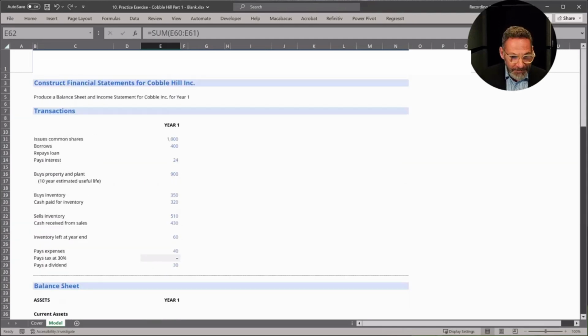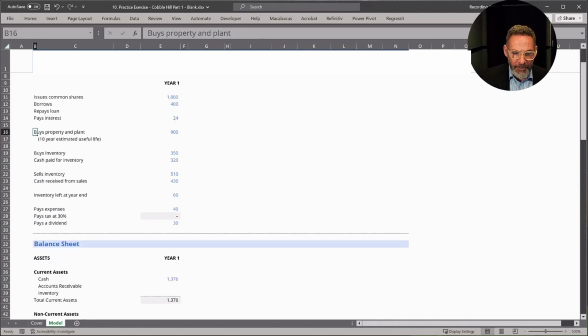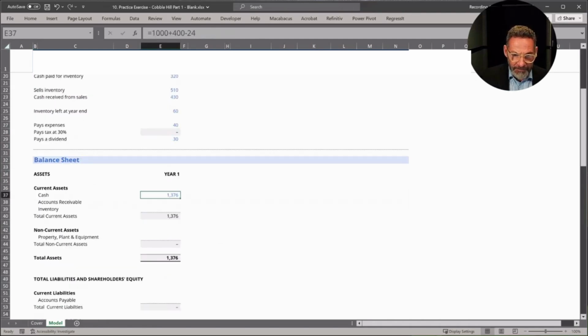Okay, let's keep going. We buy property and equipment, or property and plant, for 900 with a 10-year estimated useful life. And that's because we're going to calculate depreciation on this. But let's just start with the property. We are decreasing cash by 900, but we are increasing another asset, which would be a debit, recall, by 900.